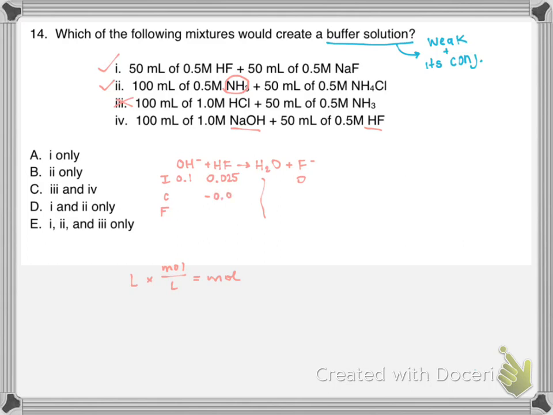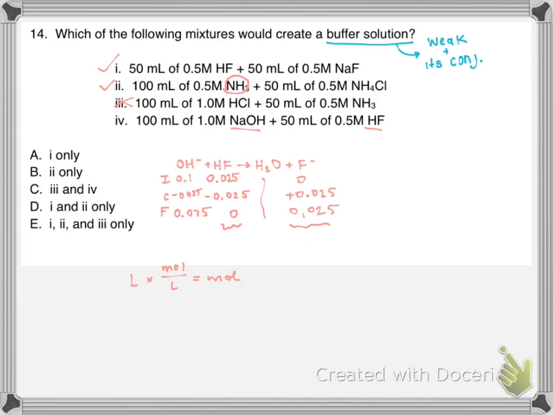In this case, it's going to be the HF, similar to the last one. So we'll have some of our strong base left, and we'll have made some of our conjugate base. So this is also not going to be a buffer because we're not left with HF and its conjugate. We only have the conjugate.